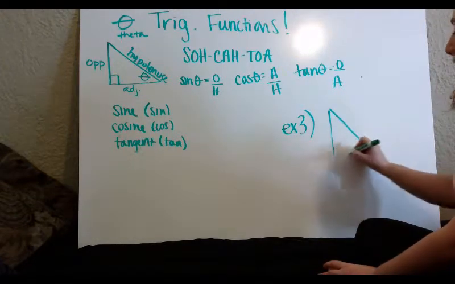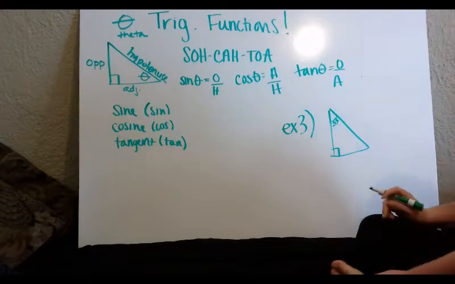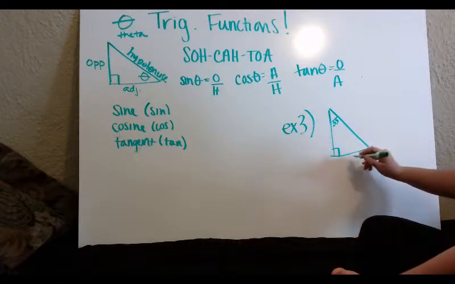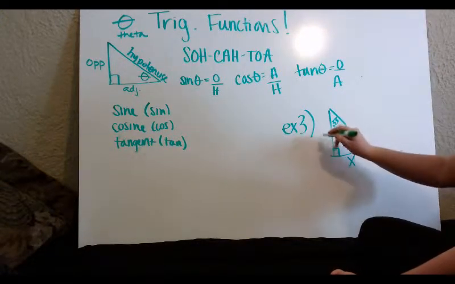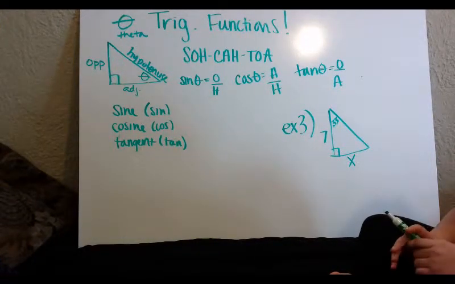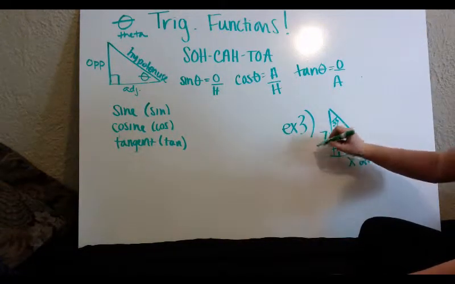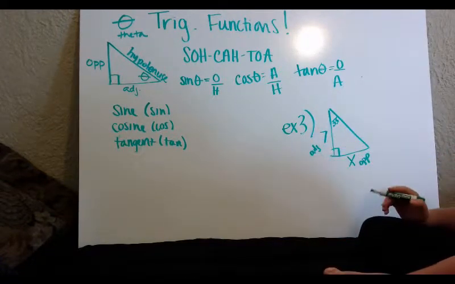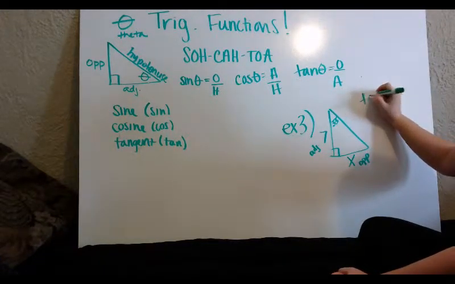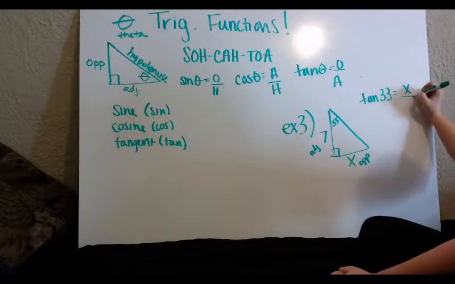Again, we have a right triangle. Let's say that I give you this angle and I tell you it's 33 degrees. And then the sides that I give you are x and 7. So first, let's see what trig function we need to use. I'm given the side opposite, and I'm given the side adjacent. So the trig function that uses opposite and adjacent is going to be tangent. So tangent of 33 is equal to x over 7.